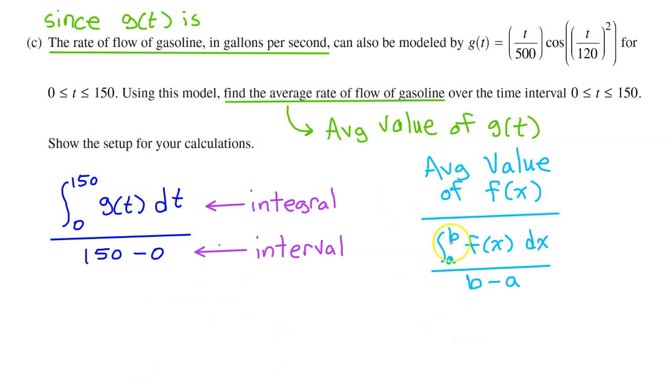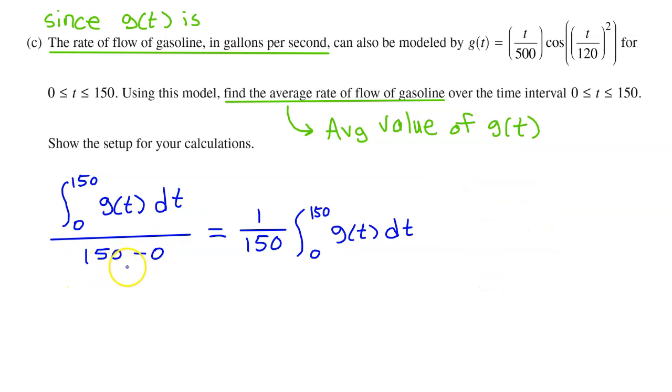So we're going to use the average value formula, which I think of as integral divided by interval. The integral of G of t from 0 to 150 divided by the interval 150 minus 0. Dividing by 150 is the same as multiplying by 1 over 150. This is the way I prefer to type average value expressions into my calculator.